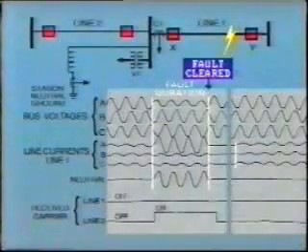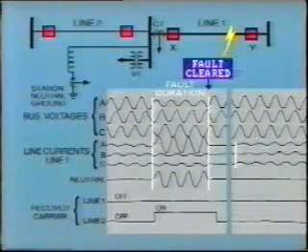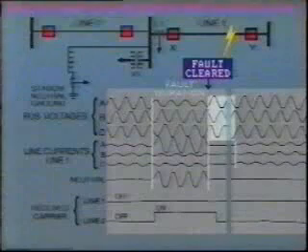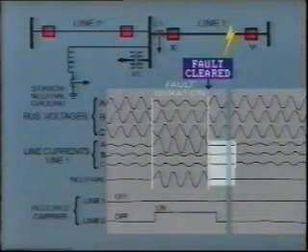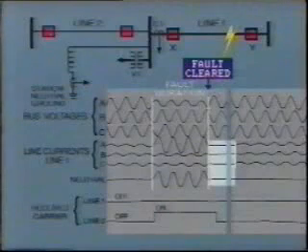Number 2, the fault cleared in about 4 cycles. After 4 cycles, the A phase bus voltage is back to normal, and all 3 line currents plus the neutral current go to 0.